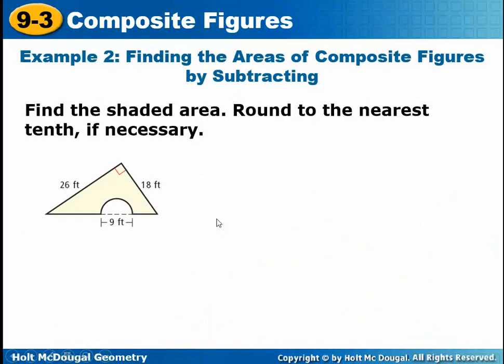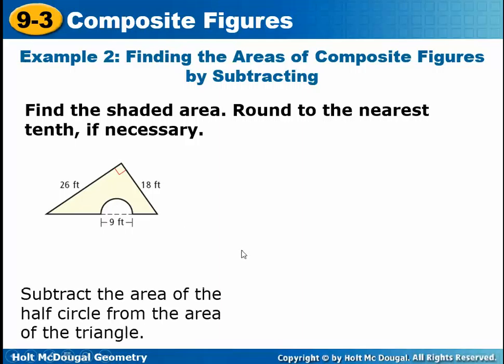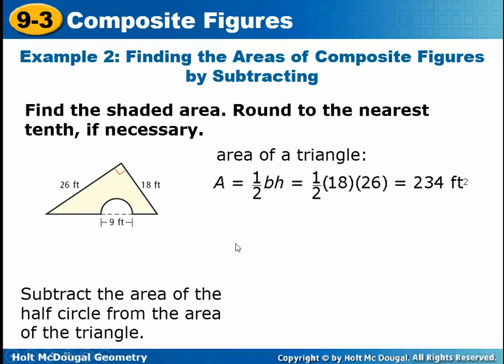Now here's an interesting one. We have a triangle with like a bite cut out of it. In order to do this one, it's much easier, almost maybe it's necessary, to find the area of the triangle and subtract the area of the half circle. So the area of a triangle, the base and the height is given to us. We don't have to do any Pythagorean theorem here.